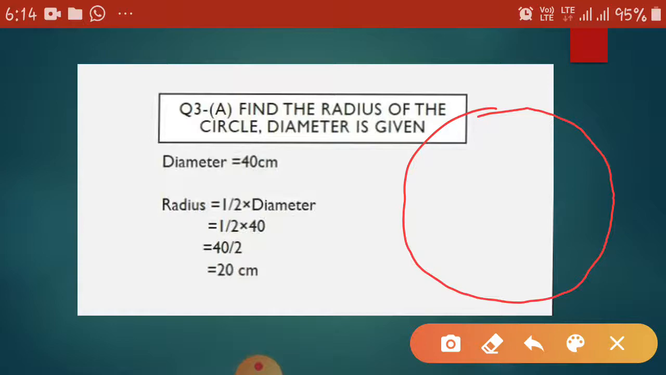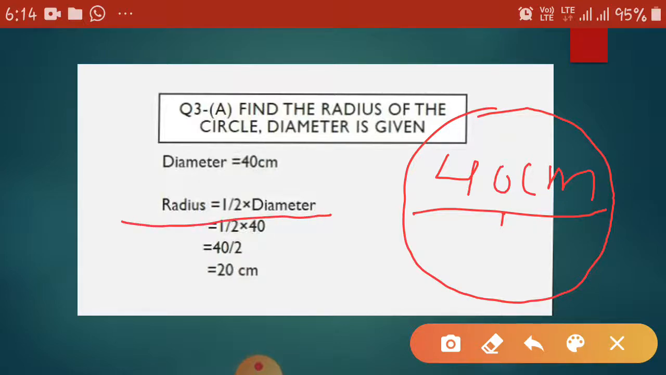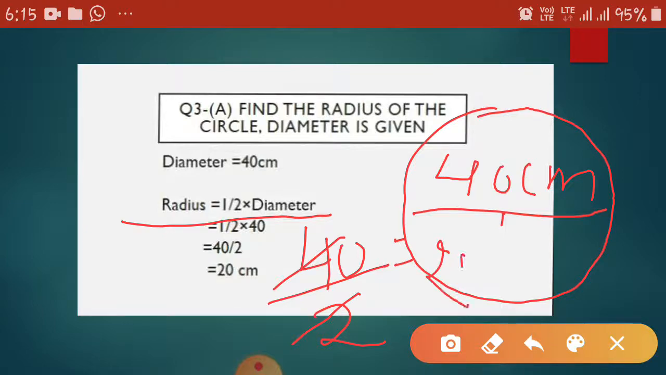Radius. So here this is the diameter. Diameter is a line segment passing through the center. So radius is, as we already understood, half multiplied by diameter. So 40 divided by 2 is equal to 20 centimeter.